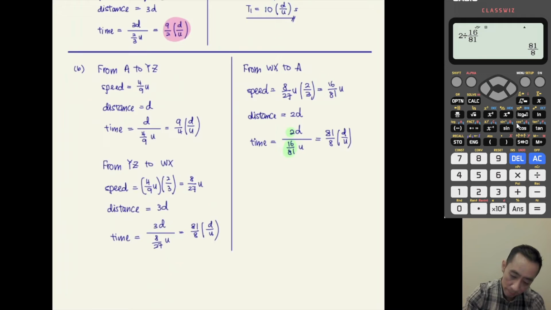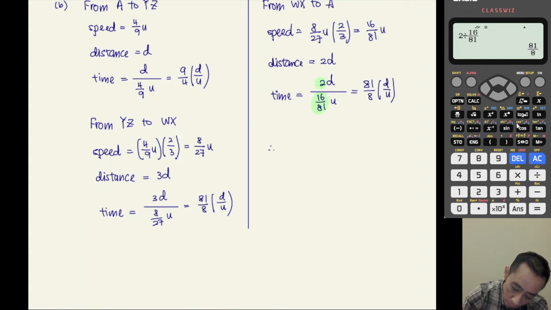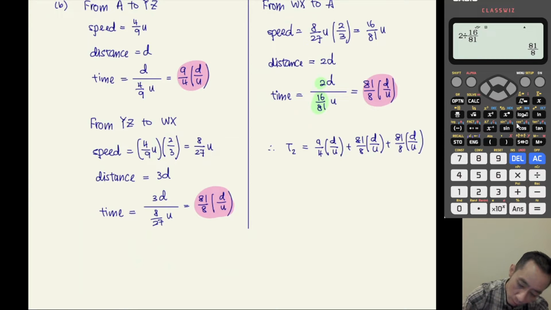So now the total time taken T2 for the whole process. I just need to take this one plus this one and then plus this one. So here I have 9 over 4 d over u plus 81 over 8 d over u and then plus 81 over 8 d over u. So they are all d over u.